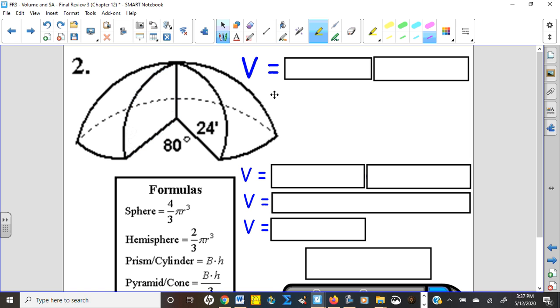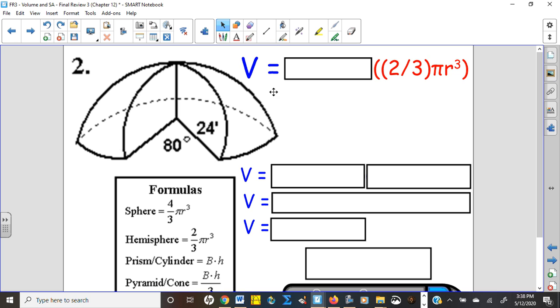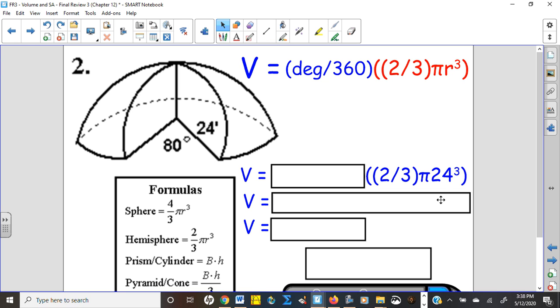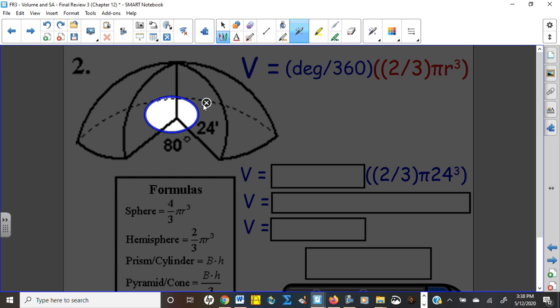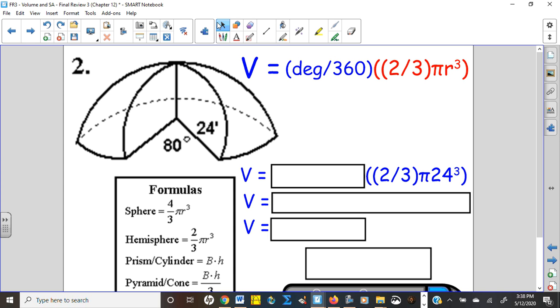What we're going to do is just the volume of a problem like this. The volume of a sphere is 2/3 pi r cubed. But then since we don't have the entire sphere, we'll multiply that by the fraction of the hemisphere that we have, right? So 2/3 pi 24 cubed multiplied by, remember, it's not 80. 80 is what is missing. The volume of what's there would be the remaining degrees going around, which would be 280, 360 minus 80.